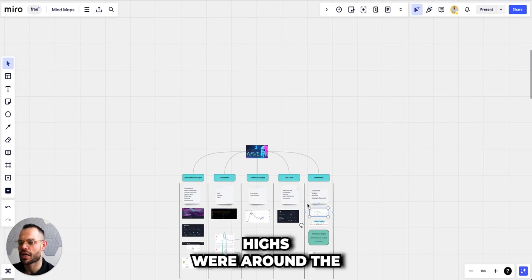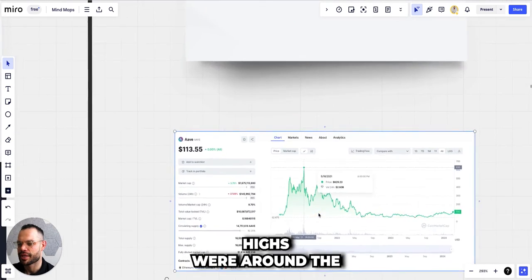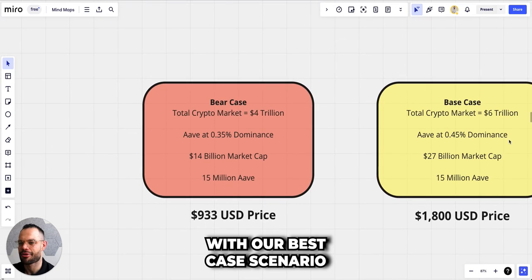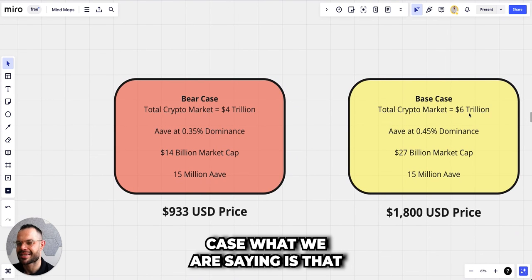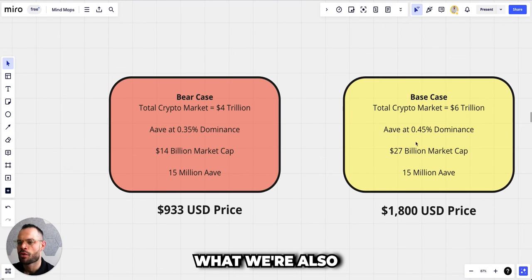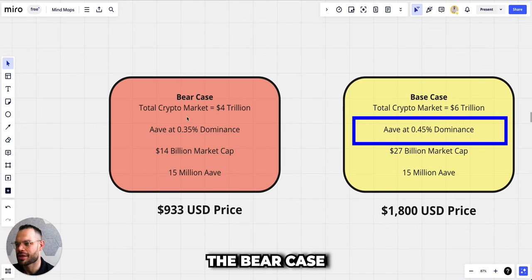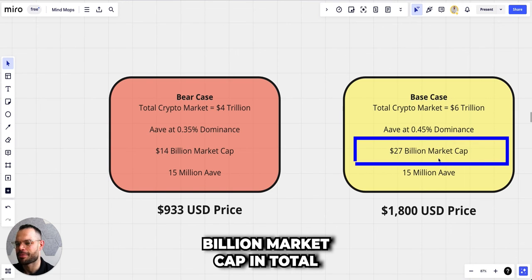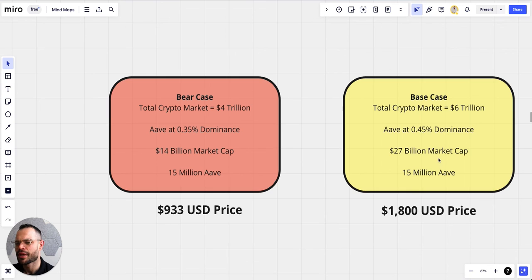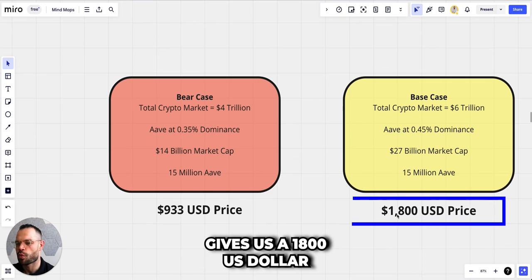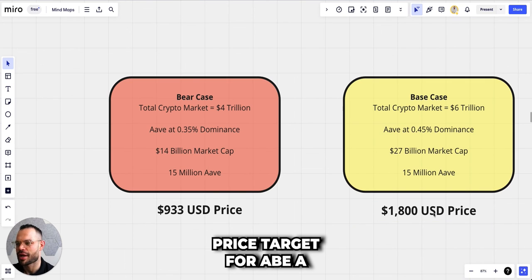Remember, our previous all-time highs were around the $630 mark. So we'd be putting in new all-time highs, obviously, with our bear case scenario. Moving on to the base case, what we are saying is that the entire crypto market cap could reach a peak value of around $6 trillion. What we're also saying is Aave might perform slightly better than the bear case, reaching a 0.45% dominance. That would give it a $27 billion market cap in total. Dividing that again by the 15 million Aave that we estimate to be in circulation at that time gives us a $1,800 price target for Aave in our base case scenario.